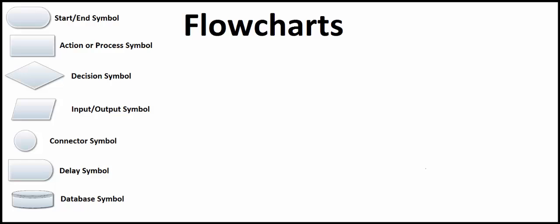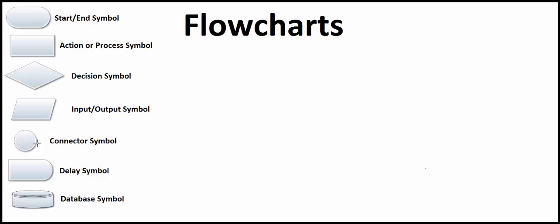The input and output symbol is simple. It represents the information entering or leaving the system. This could be if the user inputs their username or their password, and these login credentials would access your system or your process. The connector symbol is not as easy.